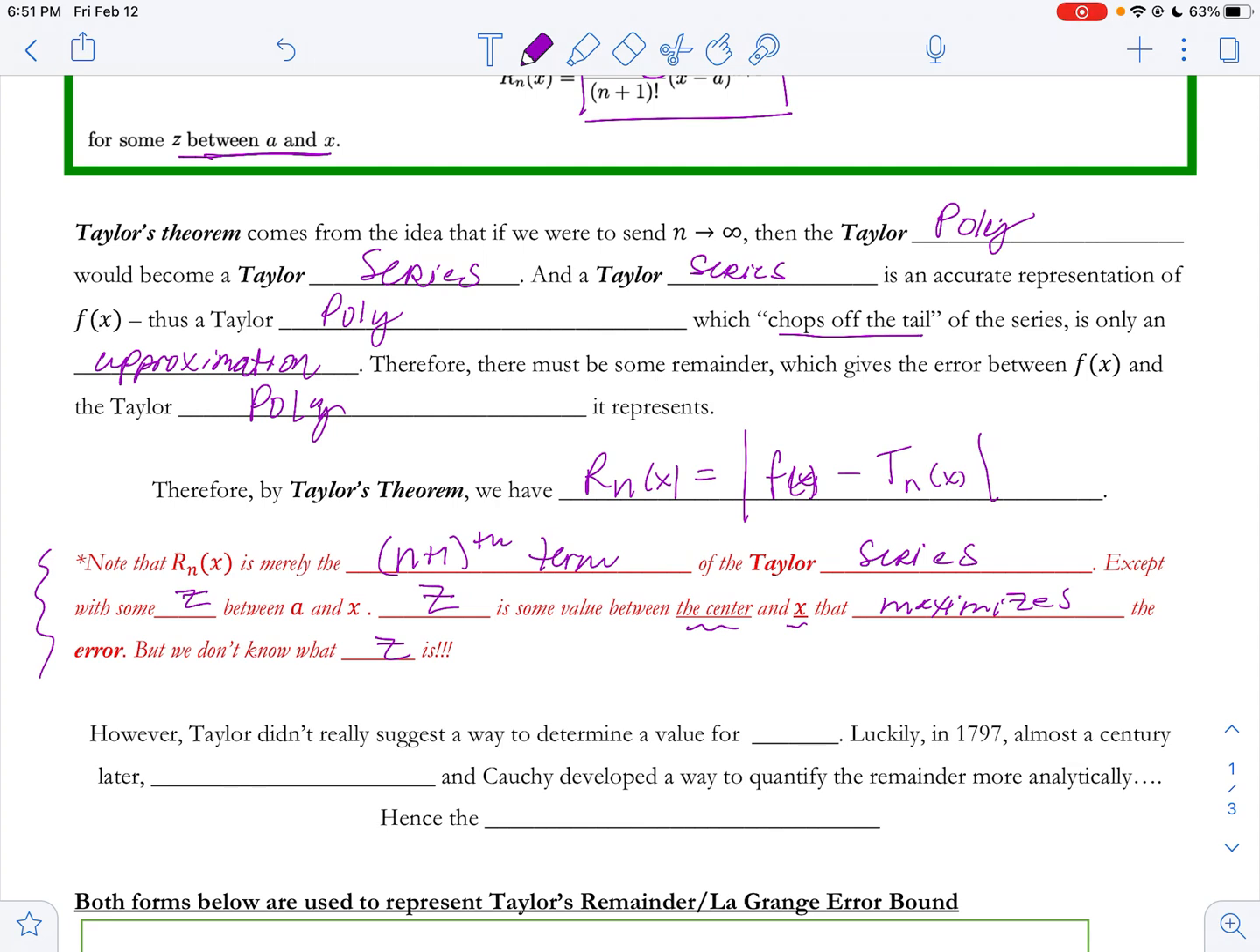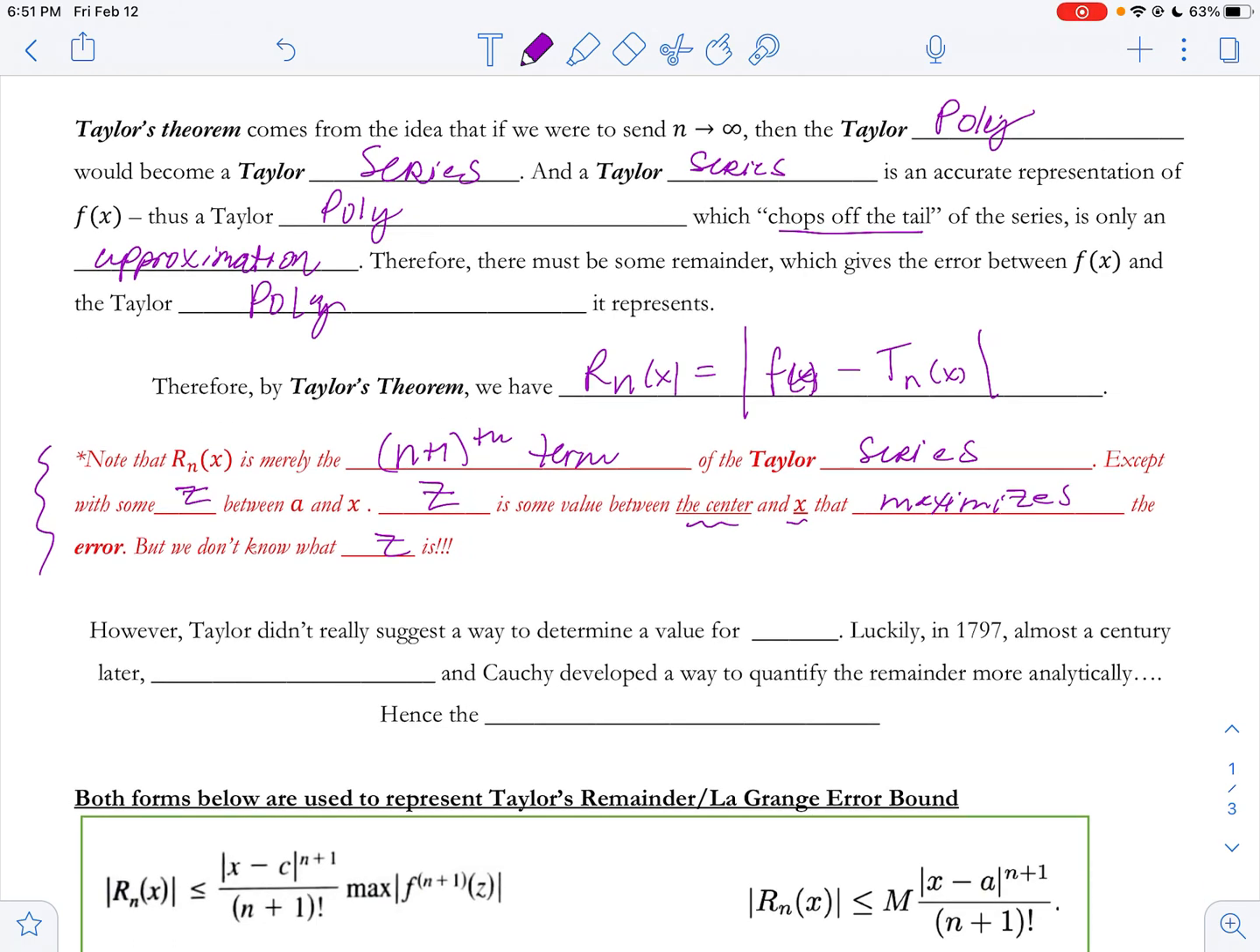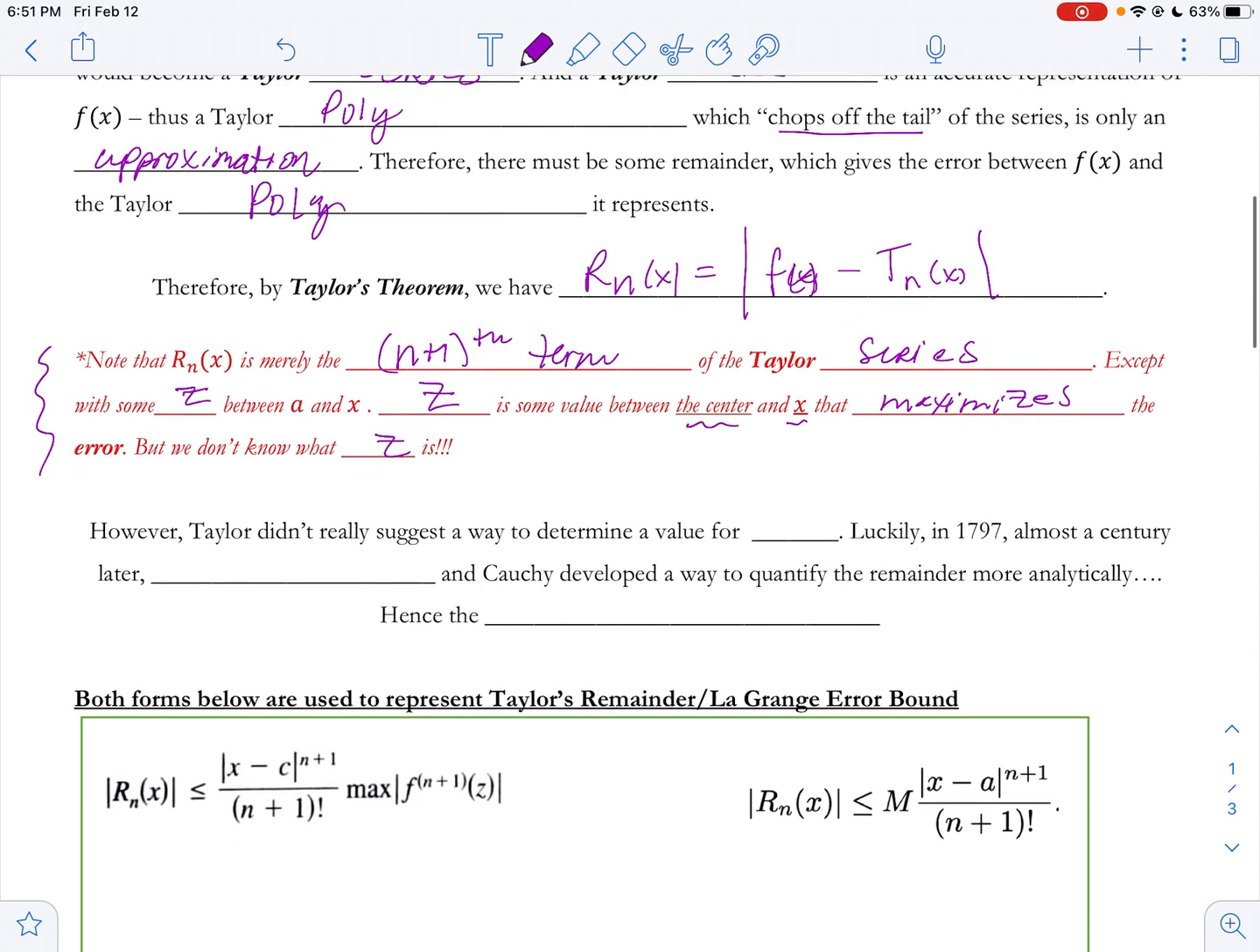It gives us the largest error possible, but we don't really know what z is, right? So that's kind of like the problem. That's the trick to this whole thing. And because we don't know what it is, Taylor didn't really suggest a way to determine the value of z. But luckily in 1797, almost a century later, Lagrange, a famous mathematician, and Cauchy, whose name you've probably seen in other calculus textbooks, developed a way to quantify the remainder more analytically. Hence, we have the Lagrange error bound.